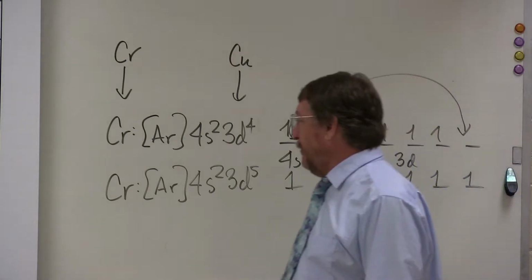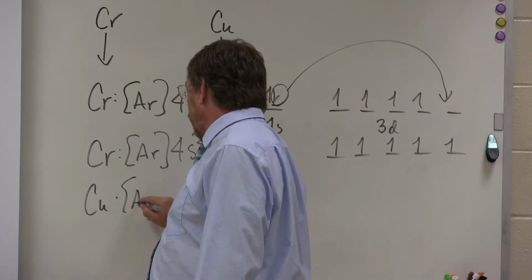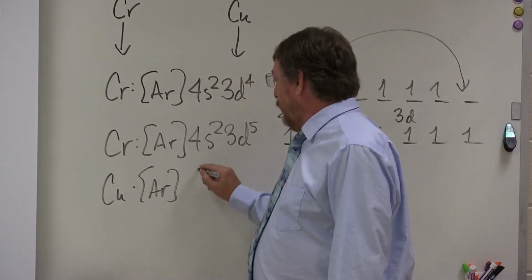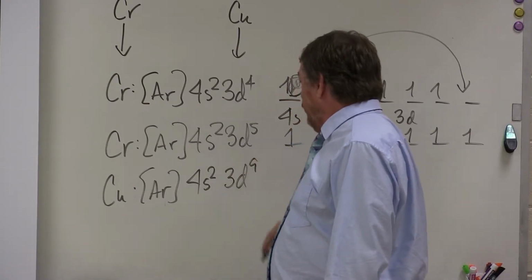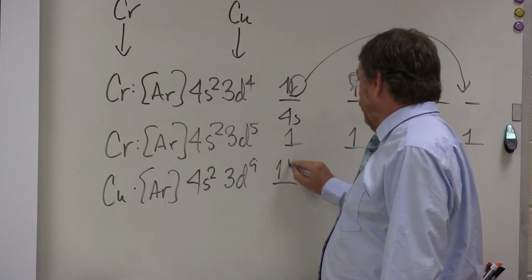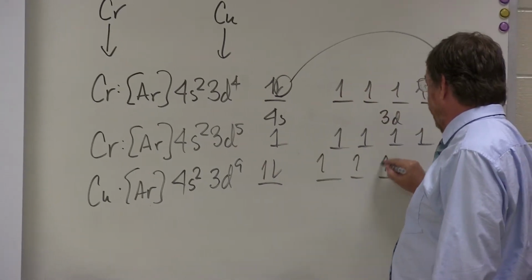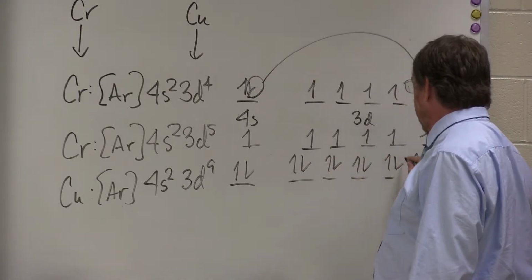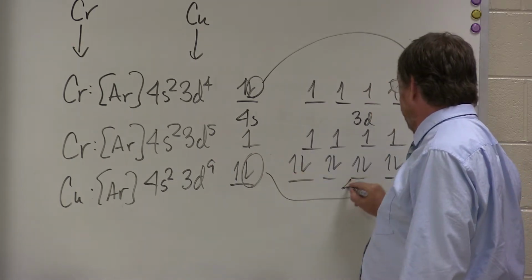If we look at copper, we're going to have the same kind of effect. We've got an argon core. Now we have 11 electrons out here, so we would expect 4s2 3d9. As you know, that would be spin up, spin down, and then in our 5 orbitals, spin up, spin up, spin up, spin up, spin up, down, down, down, down. But what happens is this electron right here actually fills in here.